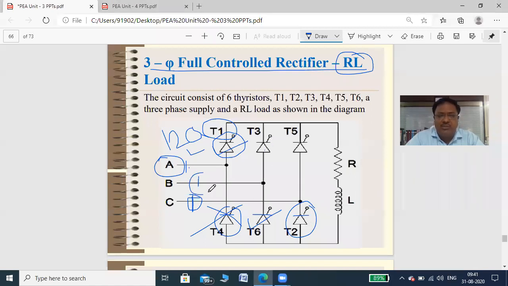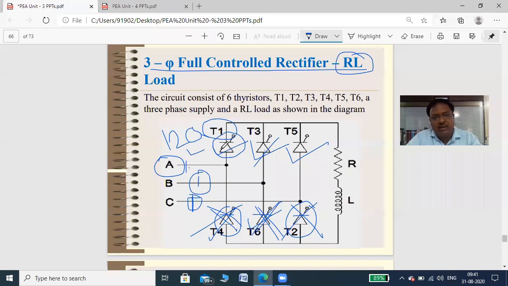It means that B is more positive. If B is more positive, then T6 will never conduct, because two SCRs in the same arm will never conduct at a time. Keep in mind, when T1 is conducting, T4 will never conduct. When T3 is conducting, T6 never conducts. Similarly, when T5 is conducting, T2 will never conduct. Keep in mind, these are very important points.